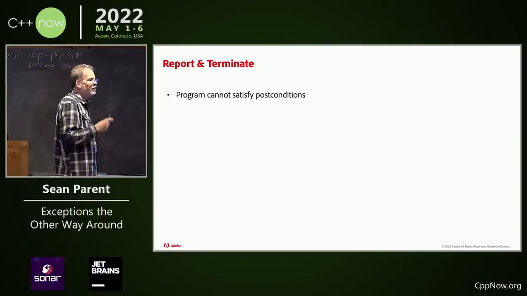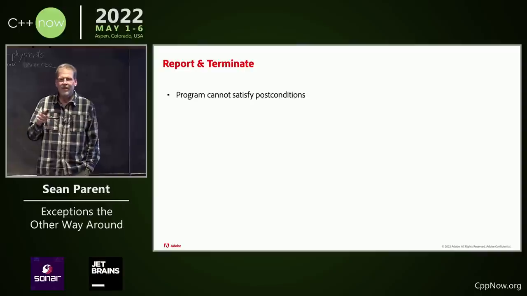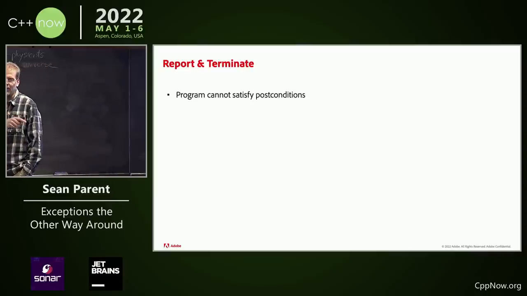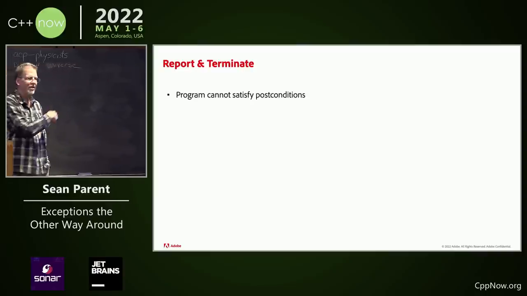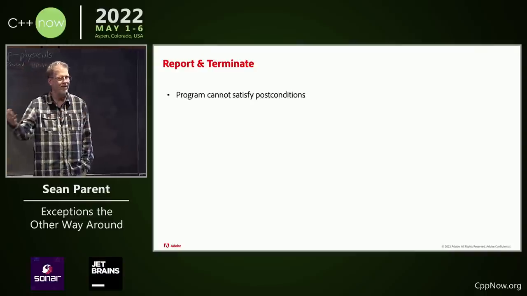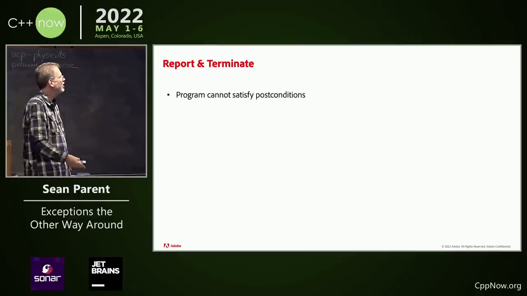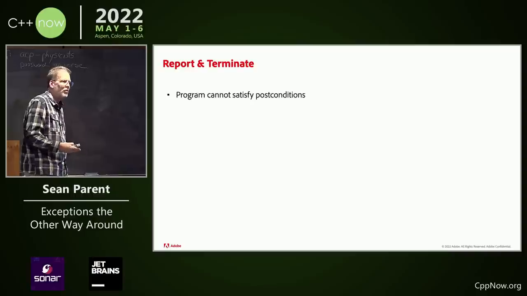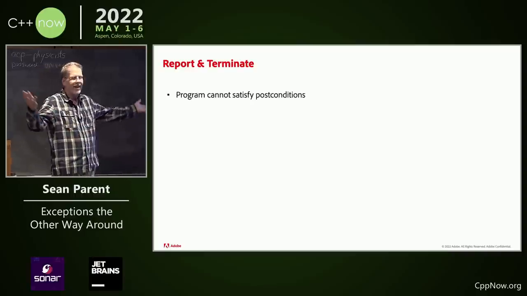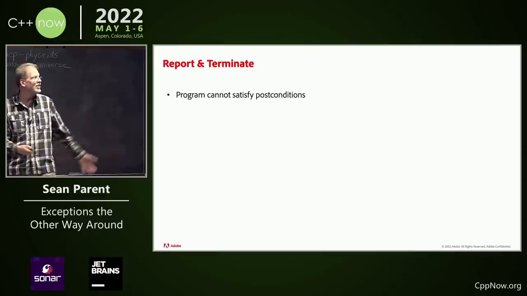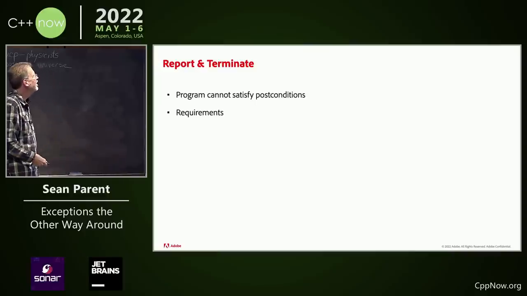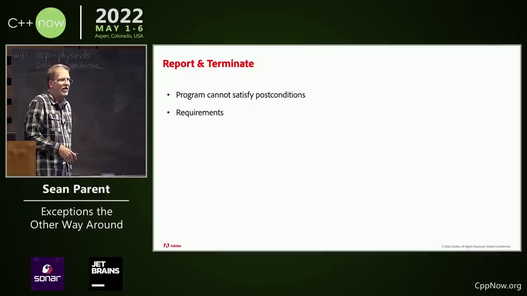We do this when the program as a whole cannot satisfy the program's post conditions, right? A program is just a function. You call it at the beginning. You give it a set of arguments. It does its stuff. It has some result coming out. You can get to the point in your program where you're like, there's nothing I can do. I'm done. Okay?